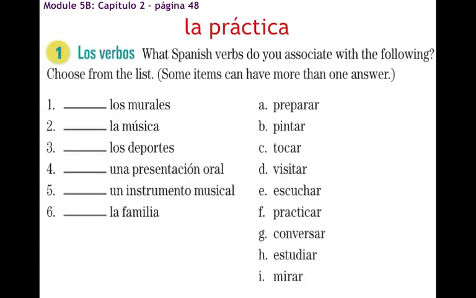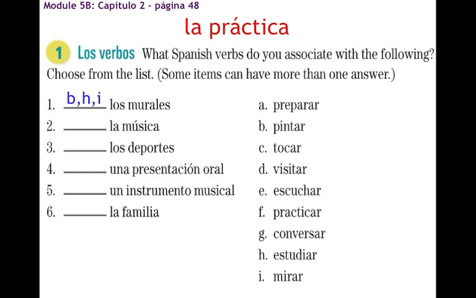Y ahora un poco de práctica. What Spanish verbs do you associate with the following? Choose from the list. So you go into a nice museo del arte and you see los murales, the beautiful murals there. Which letters do you think? A, B, C, D, E, F, G, H, I. B, H, I. Pintar has to do with murals, to paint.